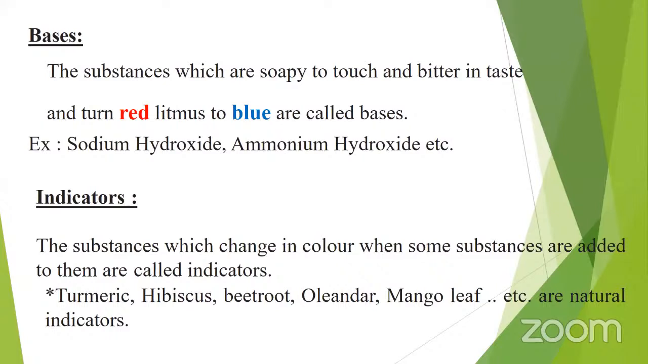But to test, red litmus turns into blue. Bases turn red litmus into blue. Some of the examples for bases are sodium hydroxide, ammonium hydroxide, potassium hydroxide, calcium hydroxide, magnesium hydroxide. See, all the hydroxides which have OH in them usually are bases. So any metal hydroxides give you bases. But how to test whether it is acidic or basic in nature?